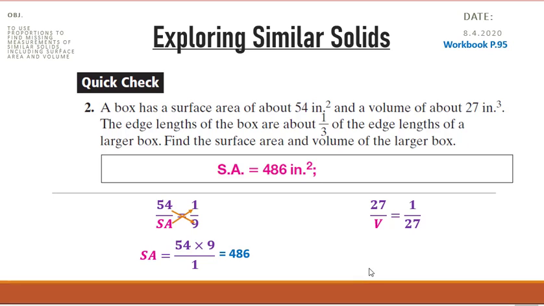Okay, guys, anyone have the answer? Great work, Ahmed and Ahmed. Okay, give me the answer. So we are going to multiply 27 by 27 and divide by 1. And the answer is 729. And the volume is 729 cubic inches.